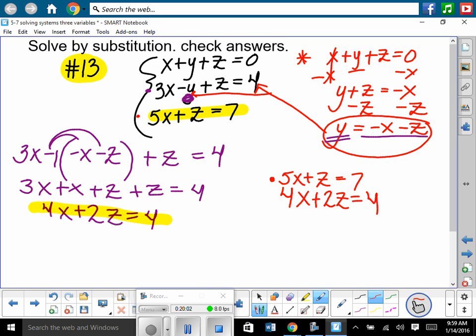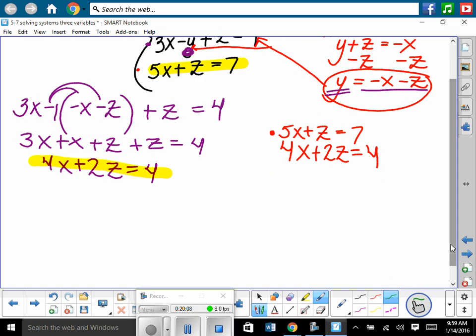So now I'm going to eliminate z. This is just like everything we've been doing the past few days, the easy stuff. Solve for z, I'm going to use elimination. You can use either elimination or substitution at this point. So I'm going to go ahead and multiply this top thing by -2 to get my z's to go away. So I'm going to have negative 10x minus 2z is equal to negative 14.